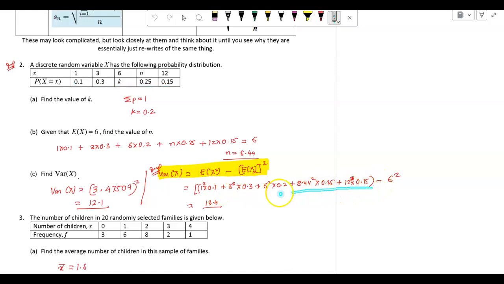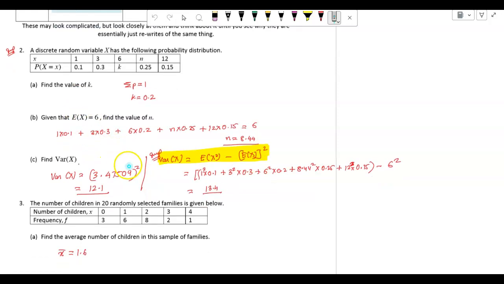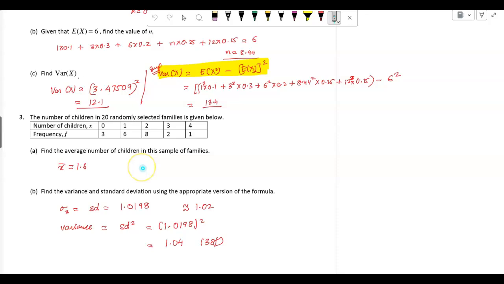Minus, that is the first part. Minus the total expectation, minus the mean square. Whatever mean you had, a mean of 6, minus 6 square. And that's your variance. That's how you find the expectation and variance for any standard random variable.